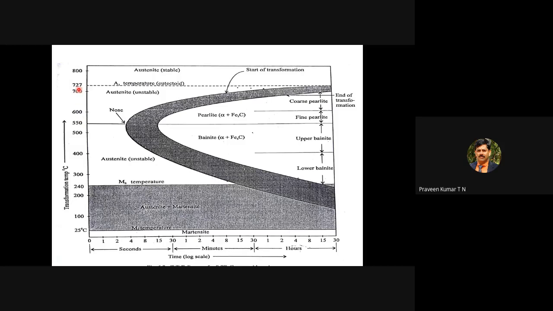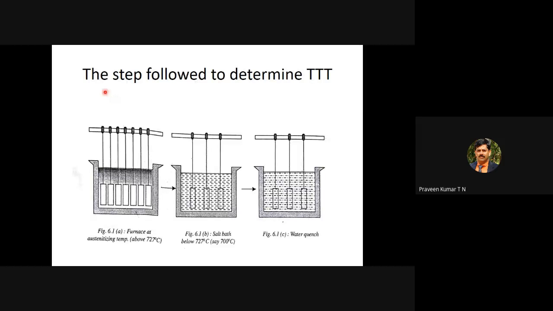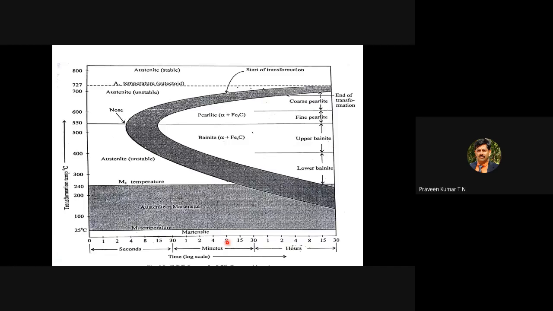Between 550 and 727 degrees Celsius, austenite is unstable. If you keep the salt bath, I'm talking now, I will come back. If the salt bath temperature is 700 degrees Celsius, see here, suppose you are maintaining the salt bath at 700 degrees Celsius, there is a transformation from austenite to pearlite.